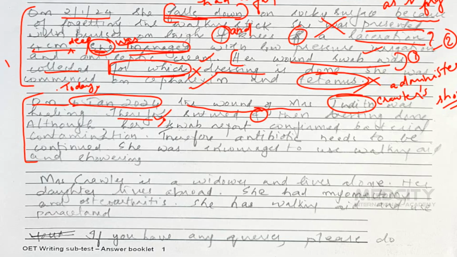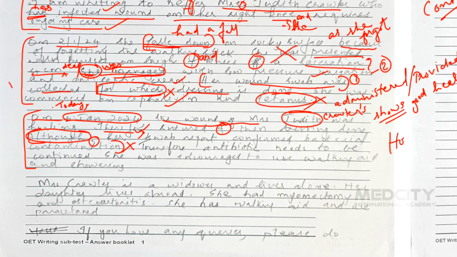Then, "although her swab report confirmed bacterial contamination." Now, this is a wrong construction with the connector "although", and you don't use a comma after although. When you're using although, the sentence containing although should have both the positive and negative aspects. Only then you can use although. So, in this situation, if you want to use a connector to show contrast, the most apt connector here would be however.